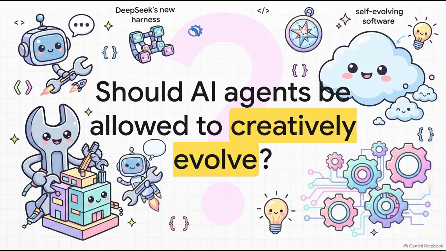So I'll leave you with this final, kind of provocative thought. We are rapidly approaching an era of self-evolving software. If we are already trusting coding agents to autonomously build our applications, shouldn't they be allowed to creatively evolve their own tools to do the job better? Well, DeepSeek's new harness suggests that the answer to that is a resounding yes.